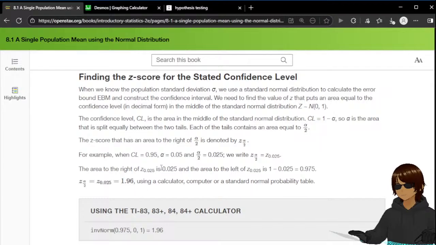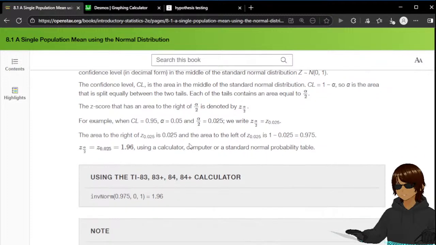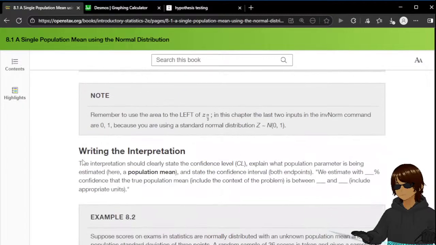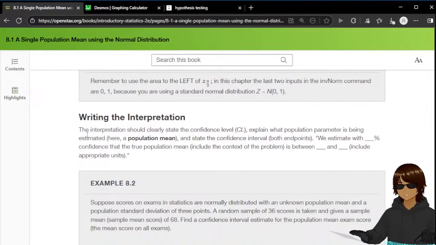The area to the right is 0.025, and the area to the left is 0.975. The interpretation should clearly state the confidence level, explain what population parameter is being estimated, and state the confidence interval, both endpoints. Estimate with blank percent confidence that the true population mean is between blank and blank.